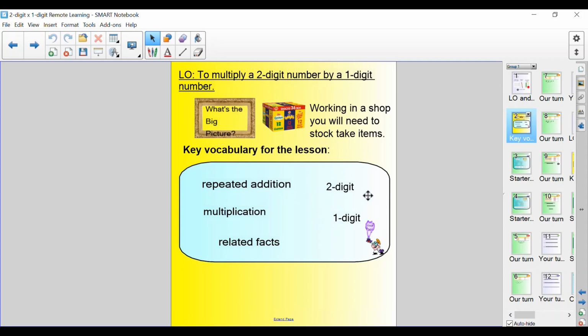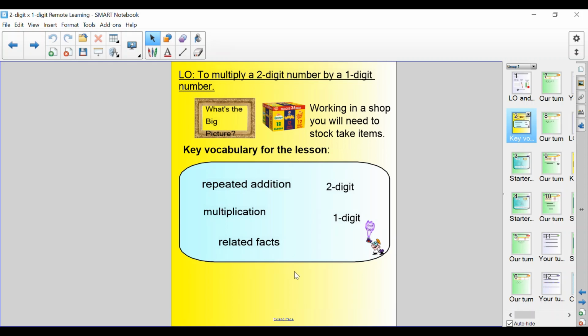We've got our key vocabulary for the lesson. We've got 2-digit number. What's a 2-digit number? Well done. It's a number that contains a tens digit and a ones digit. We've got 1 digit, which we know is just a number with ones. We have got repeated addition, which means where you do addition over and over again. Multiplication, which we know might mean lots of or multiply by, and then we've got related facts.